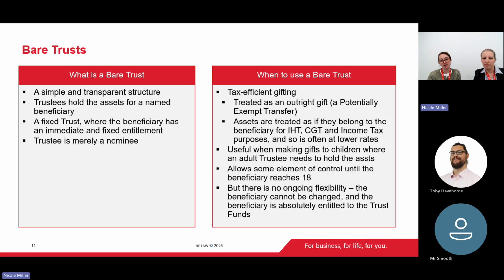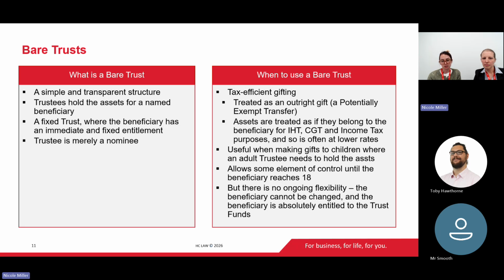So the beneficiary does have an immediate and a fixed entitlement. So it's not like the discretionary trust that we talked about. There's no kind of discretion. It's for that beneficiary, and they would have access to those funds if they wanted to. The trustee is merely a nominee, really. It's important to consider when to use the bare trust.